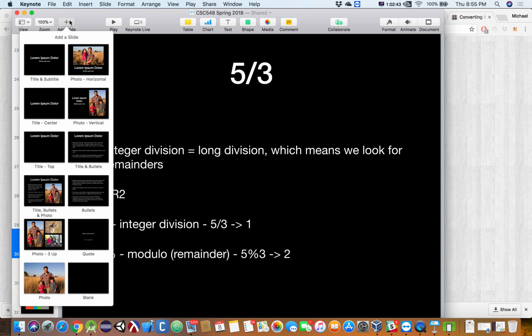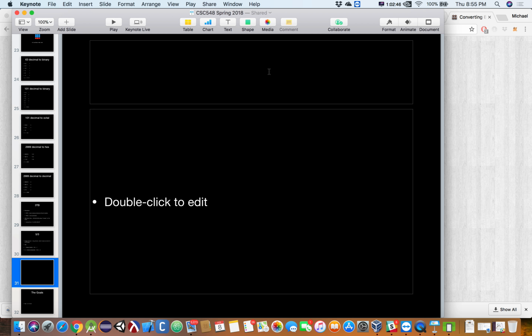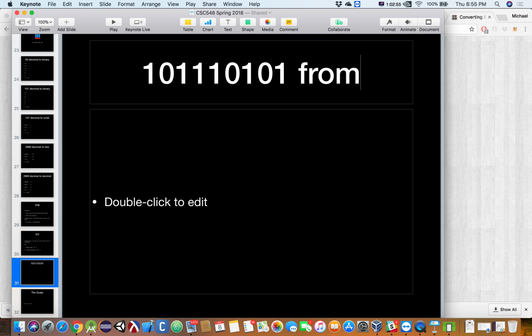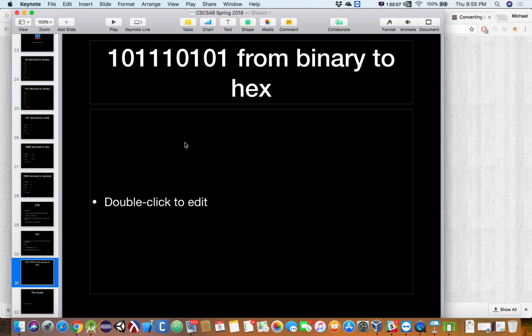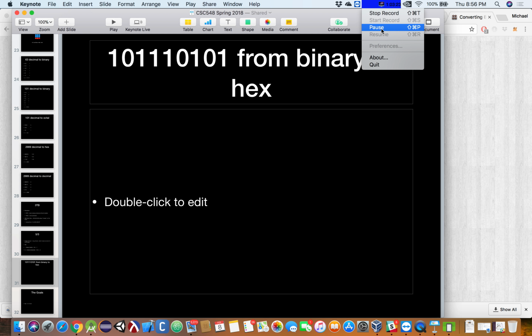All right, so we're gonna do another little test here. You have to convert 1011110101 from binary to hex. If you know the trick, you're not allowed to use the trick. Using only the stuff I taught you today, convert that binary number to a hexadecimal number, which means you're going to have to do 2 steps, right? Binary to decimal, then decimal to hex. All right, so let me pause this recording. Go ahead and do that.